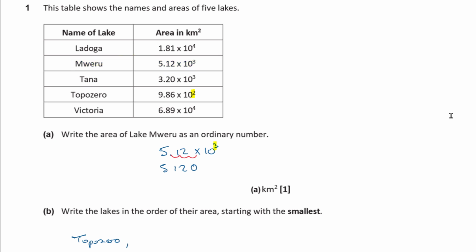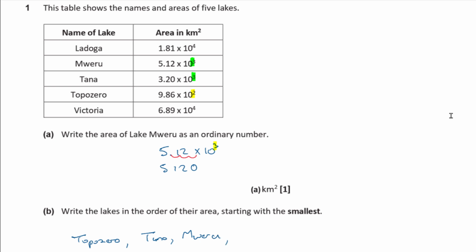Okay, next power of 10 up is 3. So 10 to the 2 is hundreds, isn't it? And 10 to the 3 is in the thousands. So both of these lakes have areas in the thousands. Now, obviously, 3,000 is less than 5,000. So Tana is going to be the next smallest, and then Muero, because 3.2 is less than 5.12, isn't it?